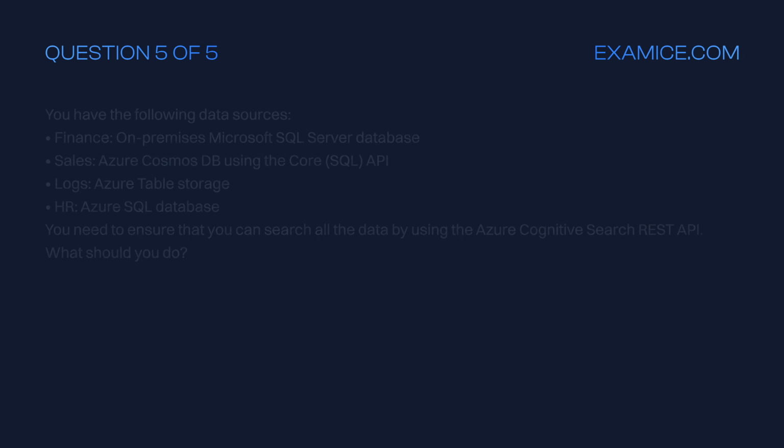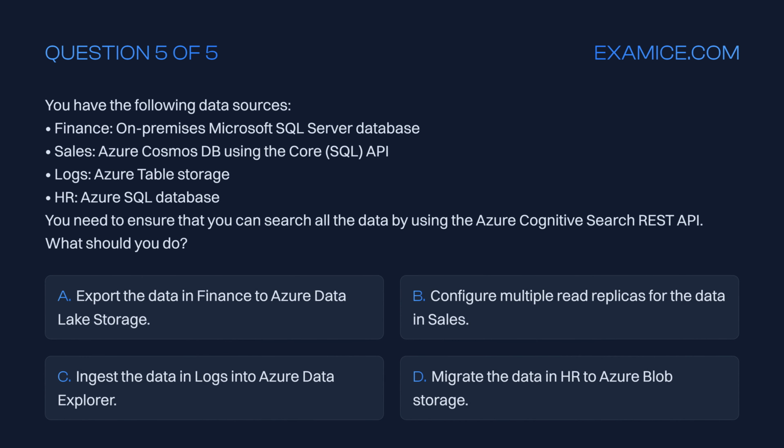Question 5. You have the following data sources: finance, on-premises Microsoft SQL Server database; sales, Azure Cosmos DB using the Core API; logs, Azure Table Storage; HR, Azure SQL database. You need to ensure that you can search all the data by using the Azure Cognitive Search REST API. What should you do? Option A, export the data in finance to Azure Data Lake Storage. Option B, configure multiple Read replicas for the data in sales. Option C, ingest the data in logs into Azure Data Explorer. Option D, migrate the data in HR to Azure Blob Storage.